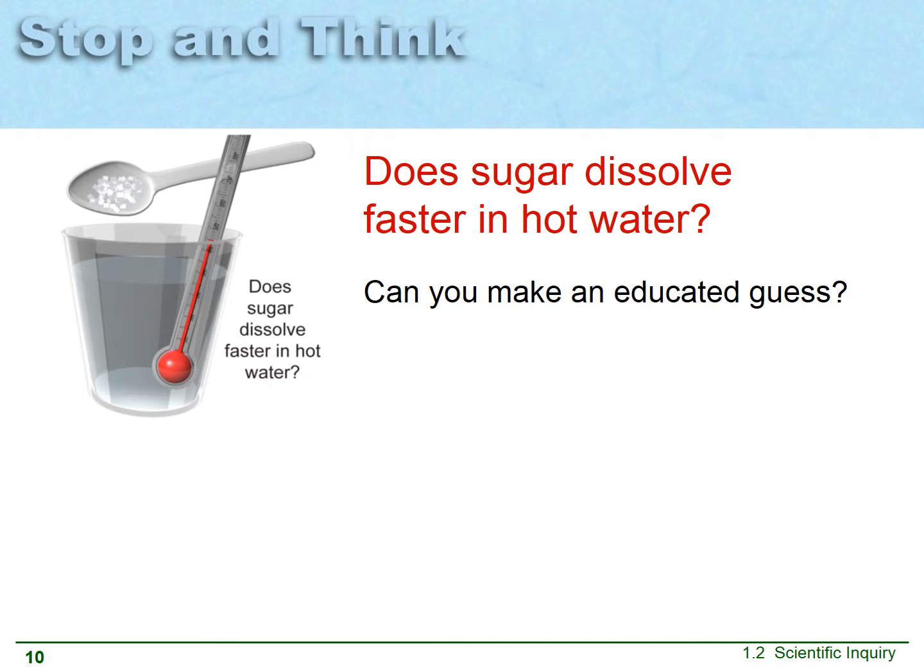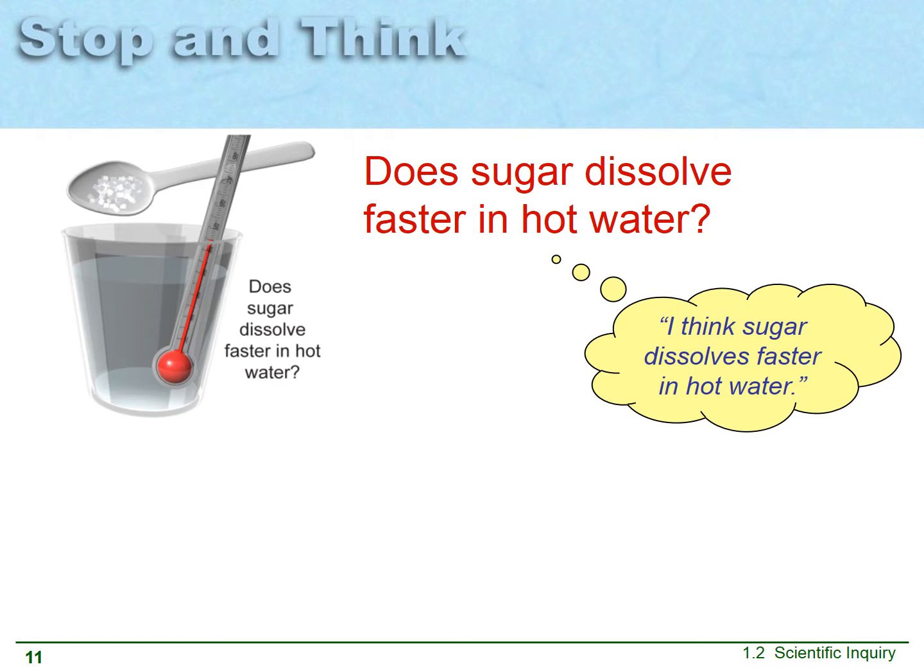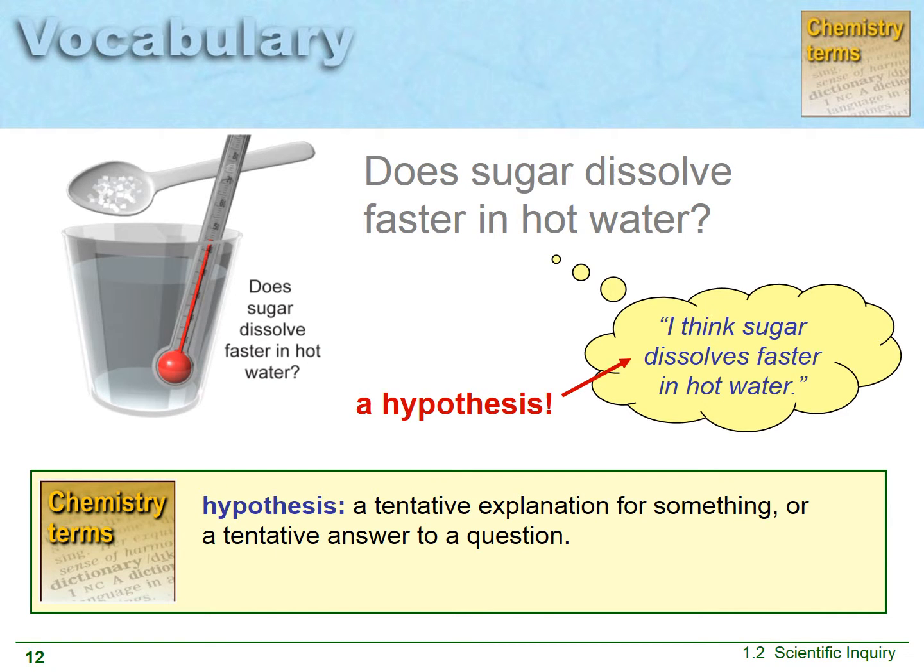When there are questions we seek to answer before collecting any data, we need to ask ourselves, can we make an educated guess as to what the answer is? You may make the educated guess that sugar dissolves faster in hot water. This educated guess is called a hypothesis. Now we would have something that we can test.